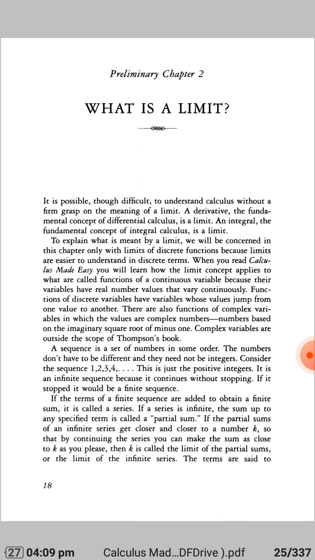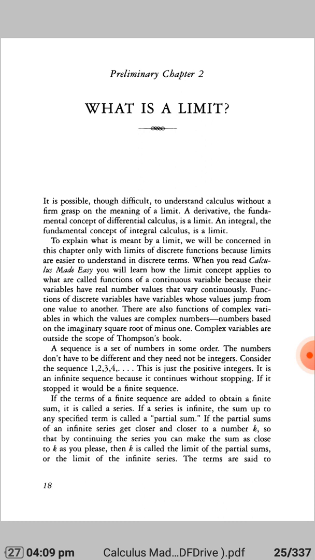There are also functions of a complex variable, in which values are complex numbers based on the imaginary square root of -1. Complex variables are outside the scope of Thompson's book. A sequence is a set of numbers in some order. The numbers don't have to be different, and they need not be integers. Consider the sequence 1, 2, 3, 4. This is just the positive integers. It is an infinite sequence because it continues without stopping. If it stopped, it would be a finite sequence.